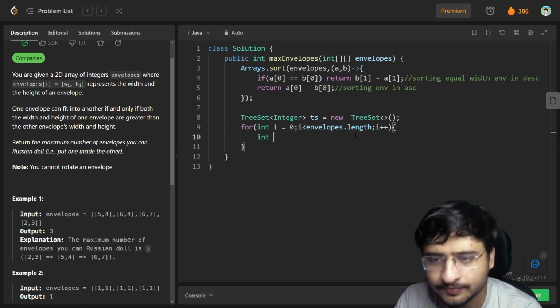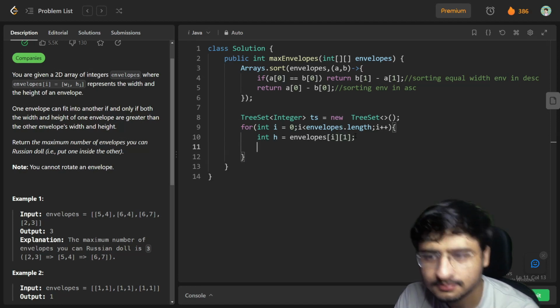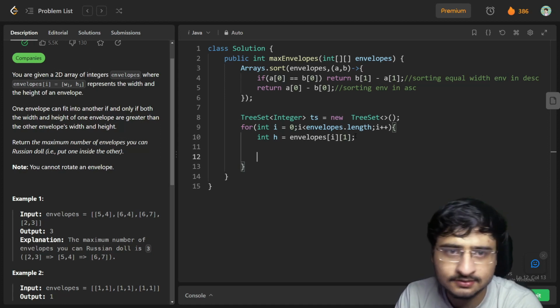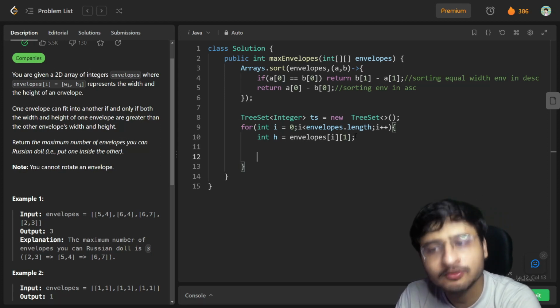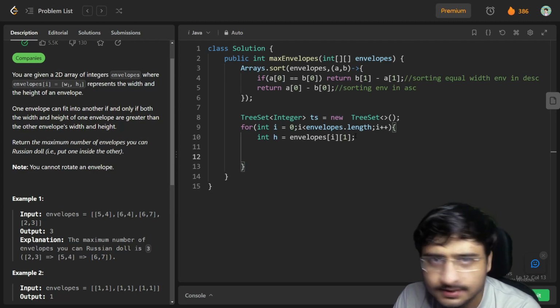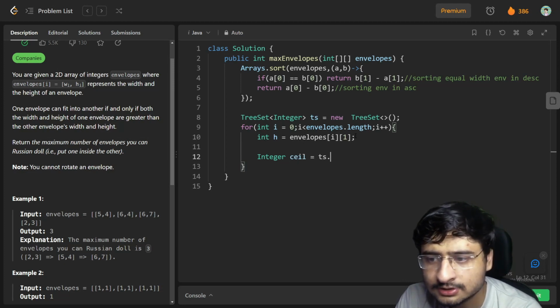So the integer height of this particular envelope is envelopes[i][1]. This is the height of this envelope, and on the basis of height I'm doing LIS, the longest increasing subsequence. I'm calculating it on the basis of height itself. Now let us imagine what we are going to do here. Heights I've actually calculated. I'll of course find the integer ceiling. We can say ceil is equal to ts.ceiling.